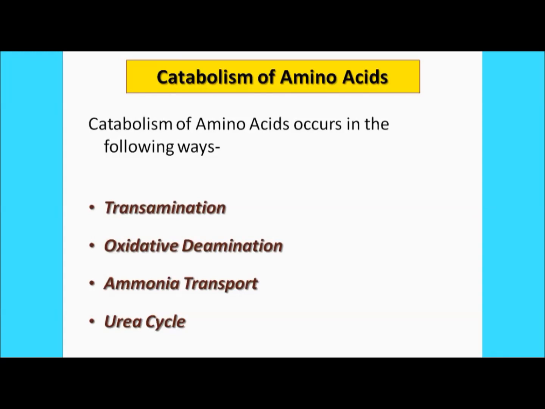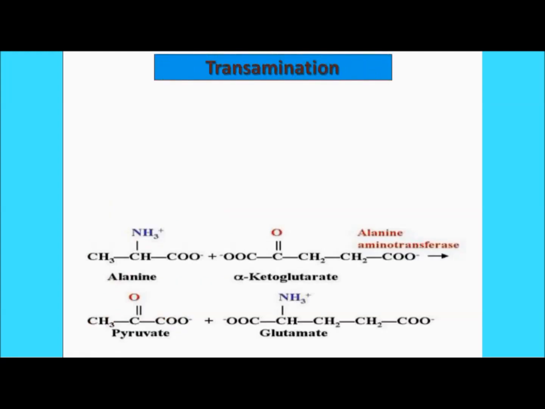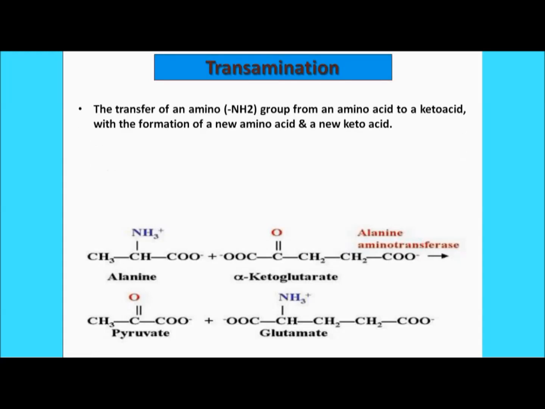So let's start with transamination. What is transamination? The word itself represents it: trans means transport, amination means the amine group, that is, the transport of the amino group. So what actually happens in this process? Basically, the transport of an amino group takes place from one amino acid to a keto acid, which leads to the formation of a new amino acid and a new keto acid.